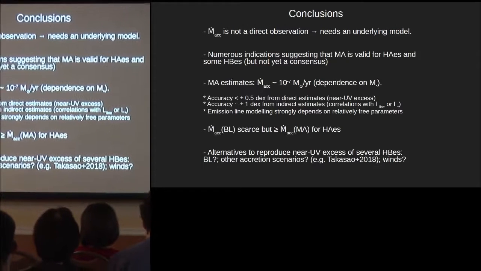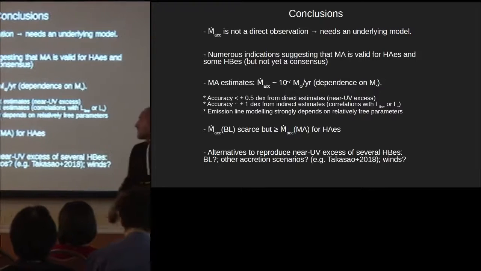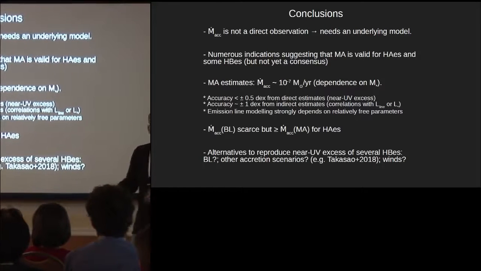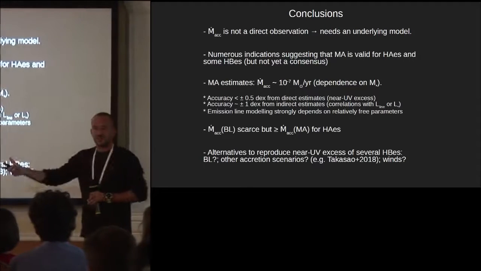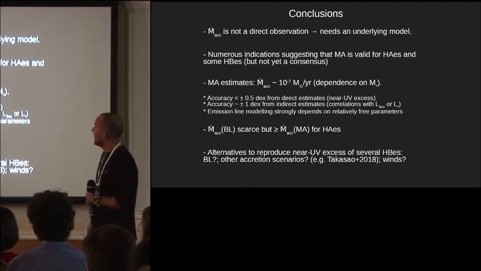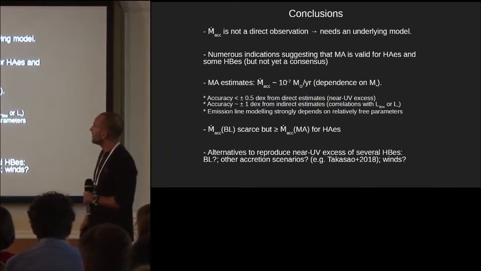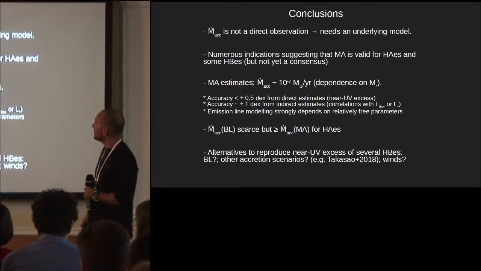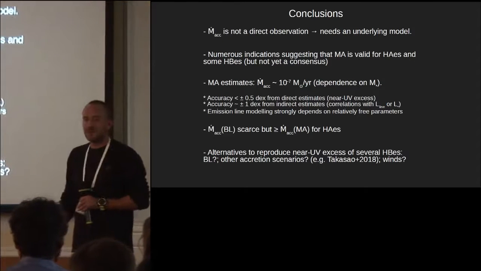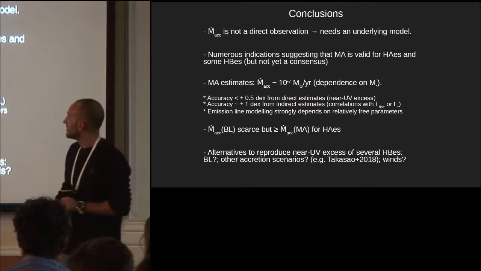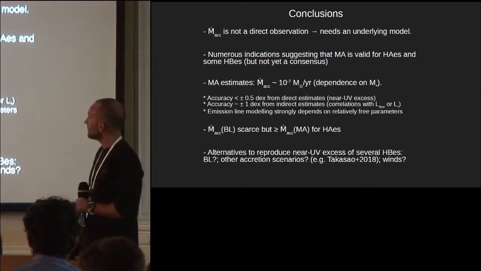So, conclusions: magnetospheric accretion is not a direct observation. We need an underlying physical assumption to translate from observations to mass accretion rates. There are numerous indications suggesting that magnetospheric accretion could be valid for Herbig Be and some Herbig Ae stars, although, of course, there is not a consensus.